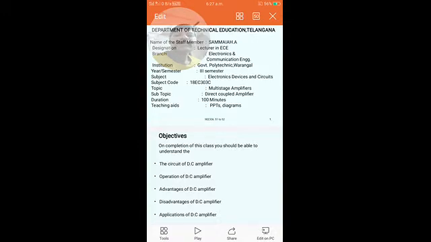In today's class we are going to study the construction and working of the multi-stage amplifier, and also its frequency response, advantages, disadvantages, and applications of the direct coupled amplifier.